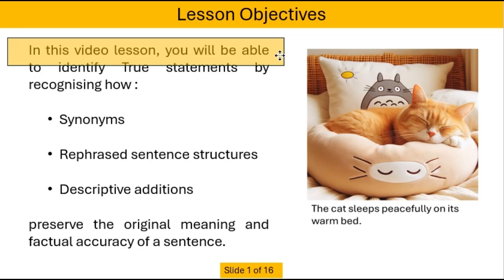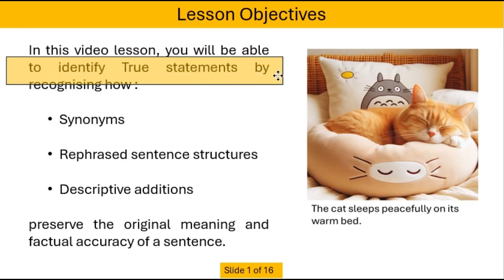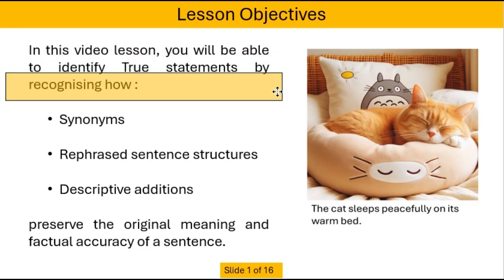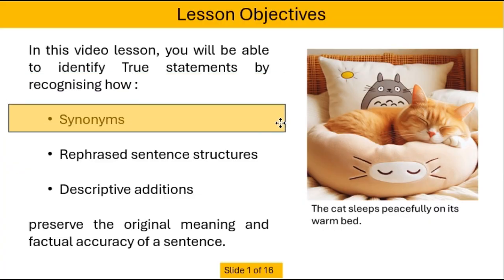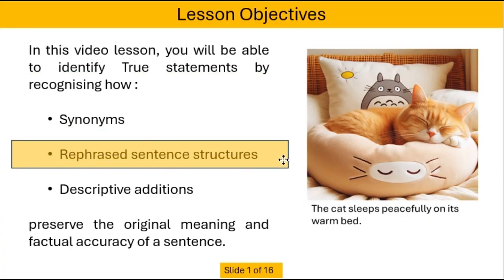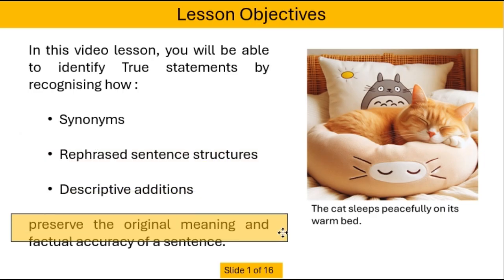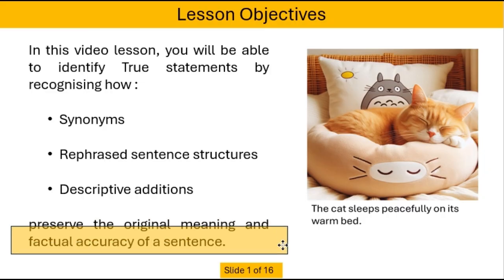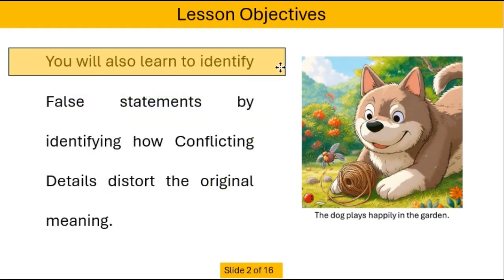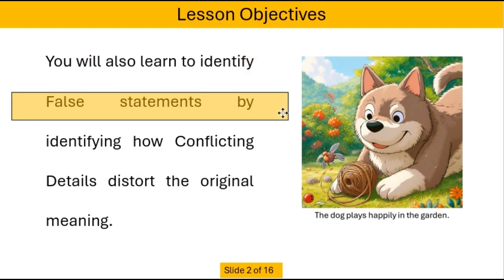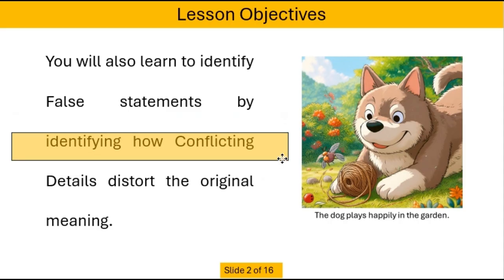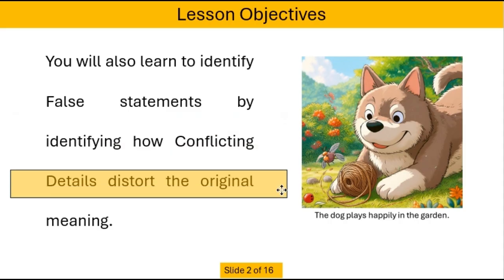In this video lesson, you will be able to identify true statements by recognizing how synonyms, rephrased sentence structures, and descriptive additions preserve the original meaning and factual accuracy of a sentence. You will also learn to identify false statements by identifying how conflicting details distort the original meaning.